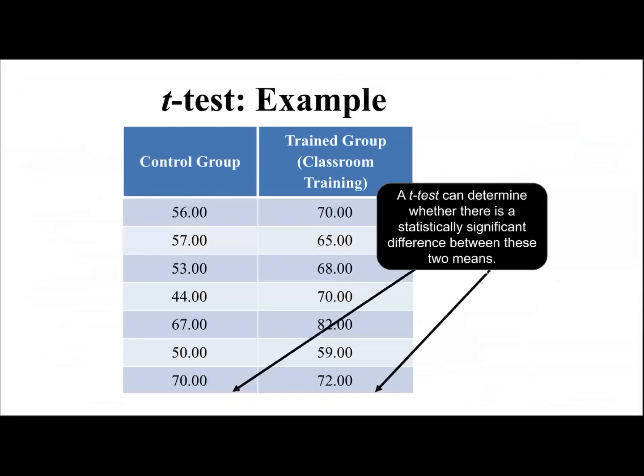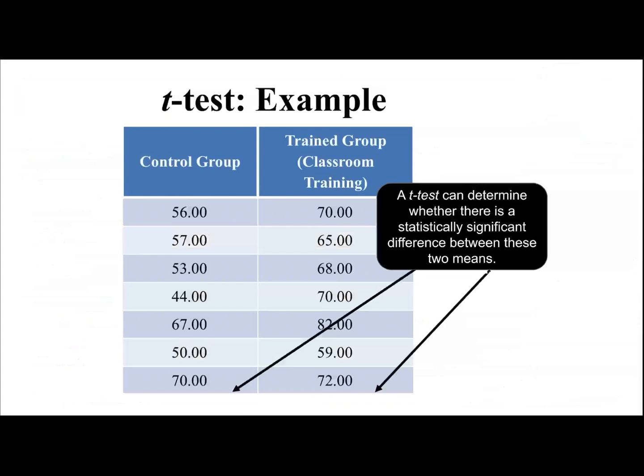A t-test is an even more complicated type of statistic, and this allows us to determine whether there's a significant difference between 2 means. In this example, we had a control group who received no training at all, and a trained group who was trained in the classroom. As you can see, the trained group scored higher than the control group, but the question is, was it significant? Was it high enough to be important, to tell us that that training had an effect? Conducting a t-test will answer this.